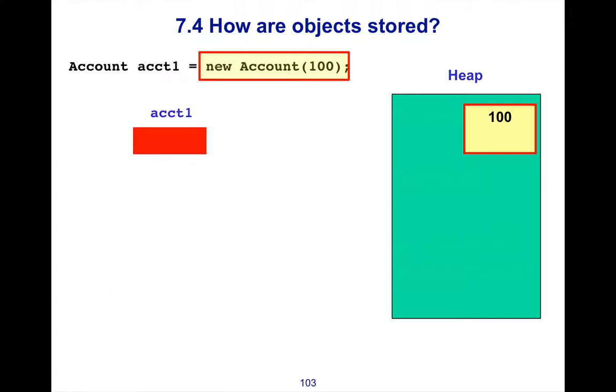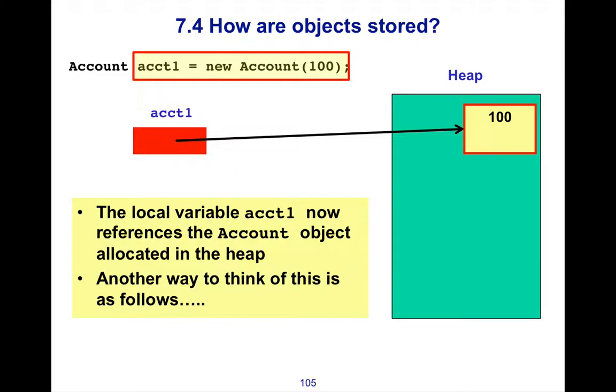So let's take a look at an account object which has a single instance variable, namely its balance. When we create a new account, and let's say we put $100 into it, the reference to that new account is stored in the local variable account1. In the heap, an object is created. It's shown as a box here containing the value 100.